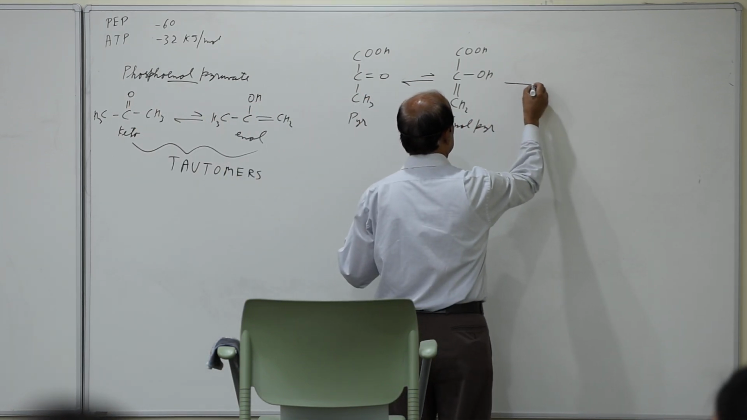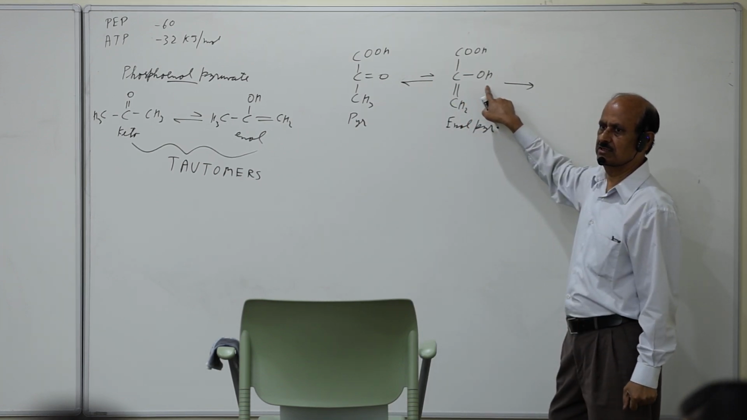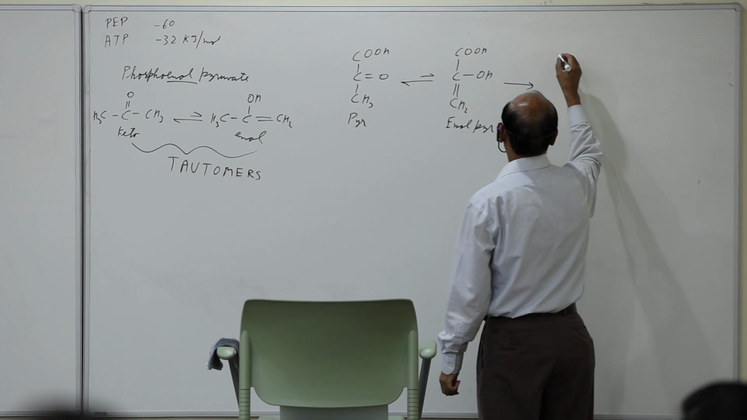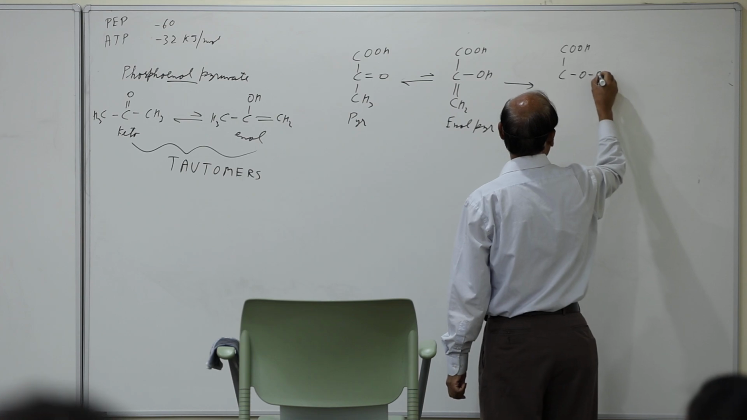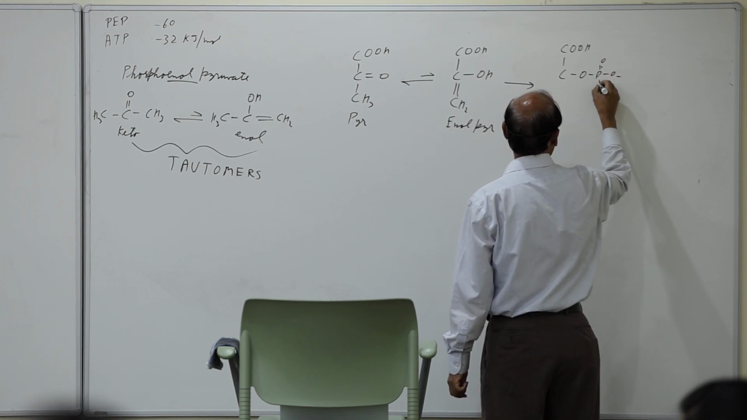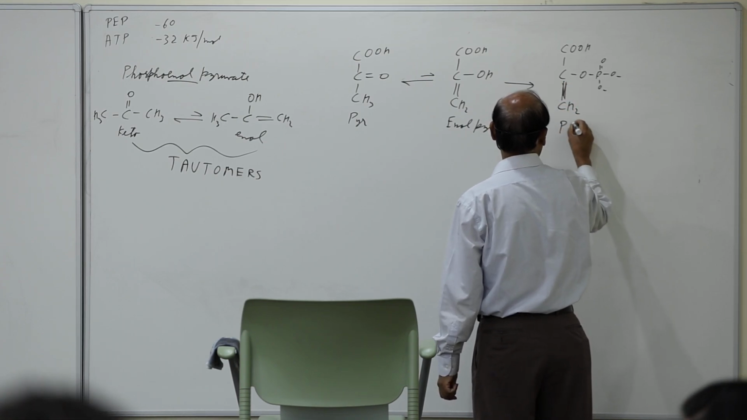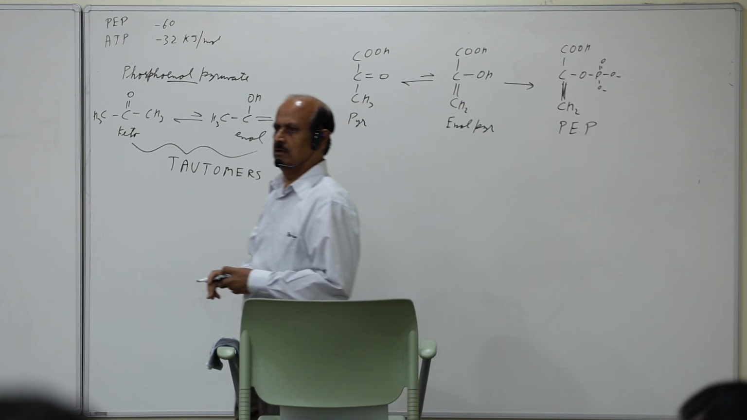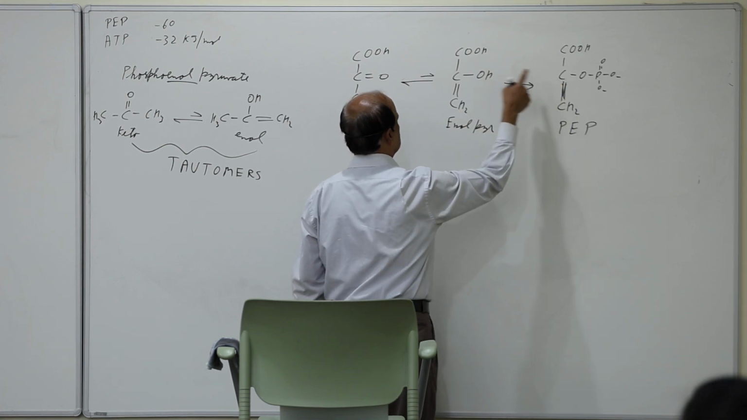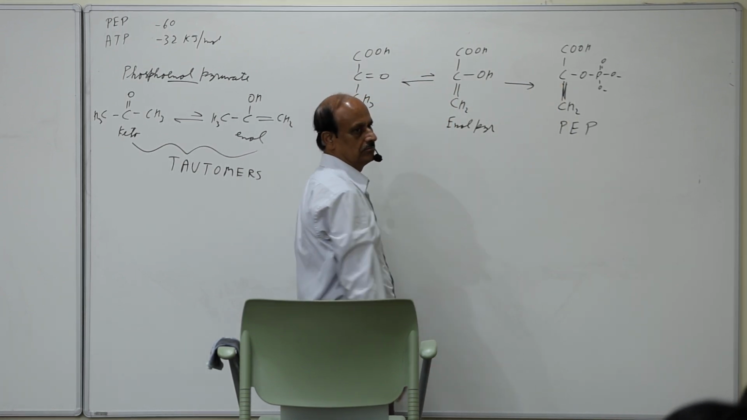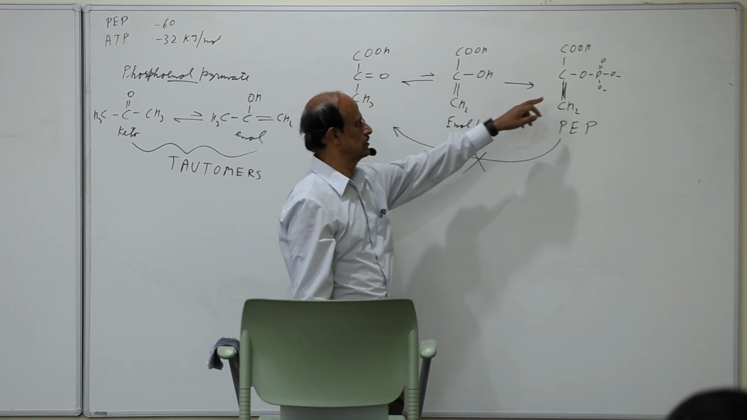But then in the phosphoenol pyruvate, this OH forms an ester linkage with phosphate. And so phosphoenol pyruvate is this molecule. Phosphoenol pyruvate, and what this does is this prevents the enol from converting to the ketone. So this will not convert to the ketone because of the phosphate.